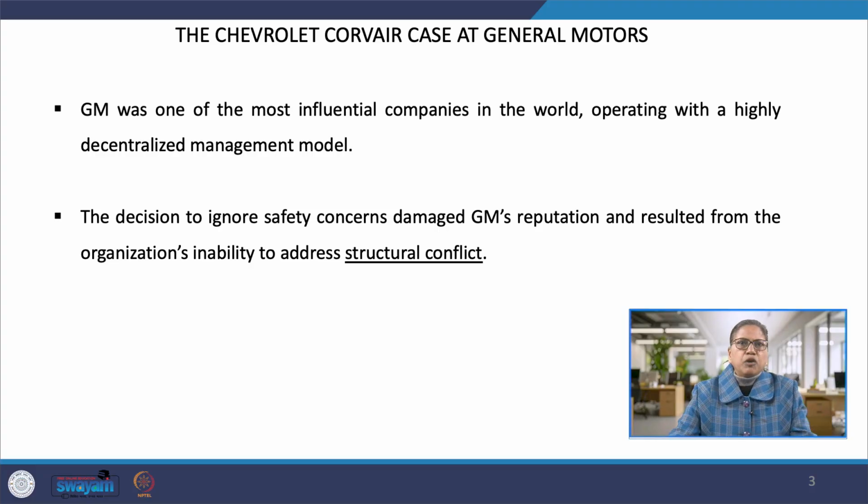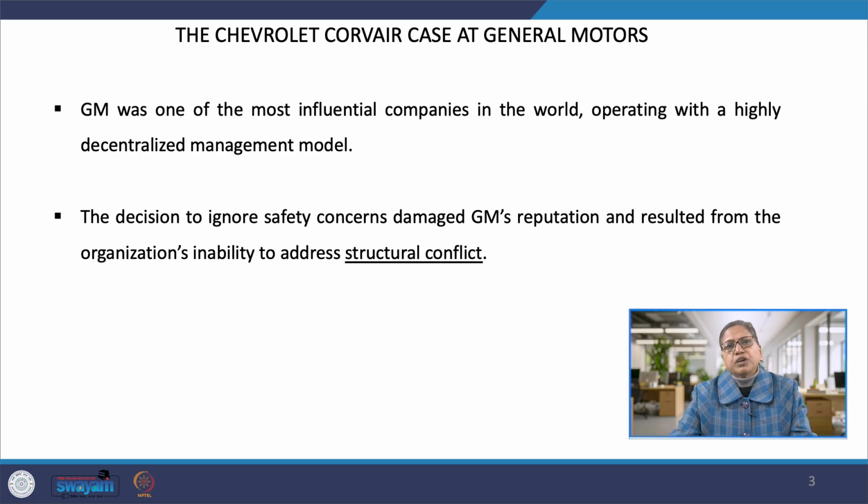Before I discuss structural conflict, let me discuss the case of the Chevrolet Corvair at General Motors. In the 1960s, General Motors was one of the most influential companies in the world, operating with a highly decentralized management model with more autonomy and freedom given to different divisions. This structure allowed autonomy to individual departments and created a lack of cohesion across the organization. Each department focused on its own performance.